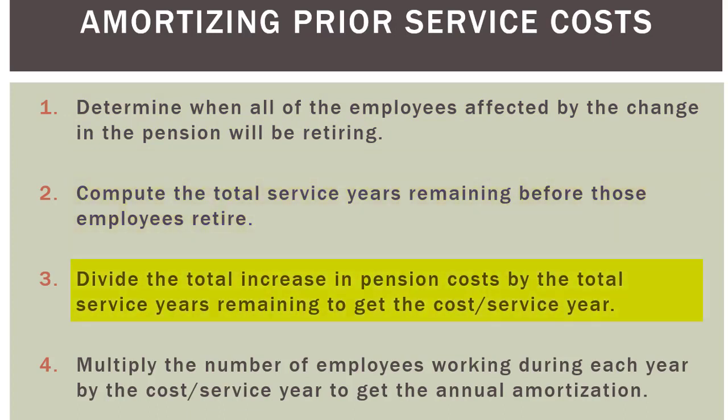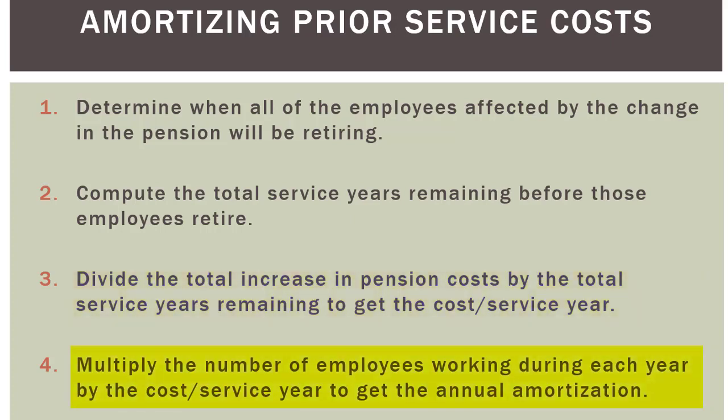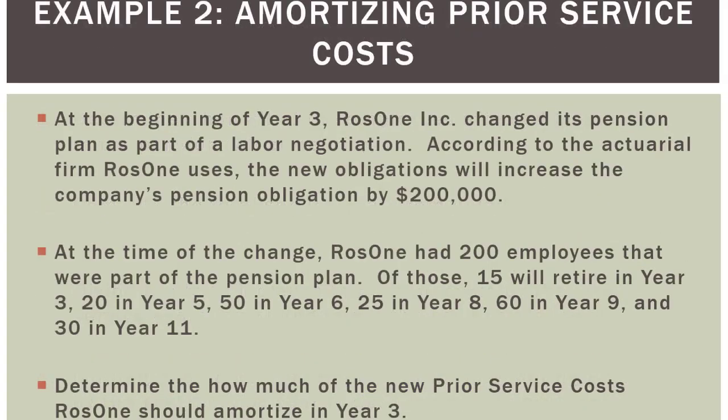Step number three, we're going to take that total change. And I said increase in pension costs here, but it really should be increase or decrease. It should just be the total change divided by the total service years remaining. And that will give us a cost per service year for every year they work for us until they retire. And finally, we take the number of employees working in a given year times that cost per service year, and that gives us our annual amortization. Let's take a look at an example that will help us pull all this together. So at the beginning of year three, ROS 1 changed its pension plan as part of a labor negotiation.